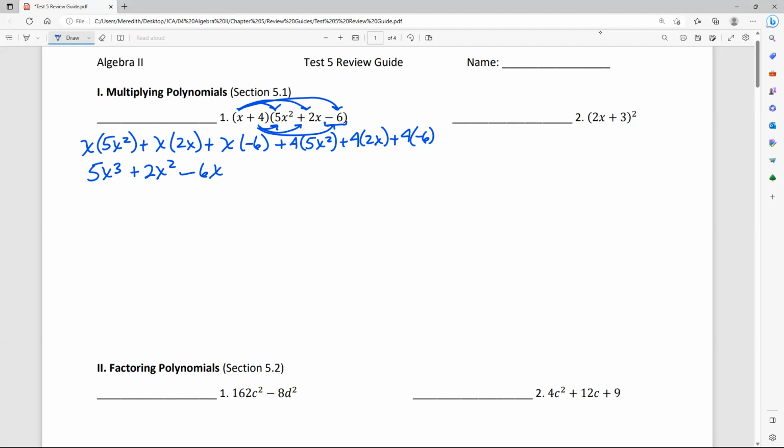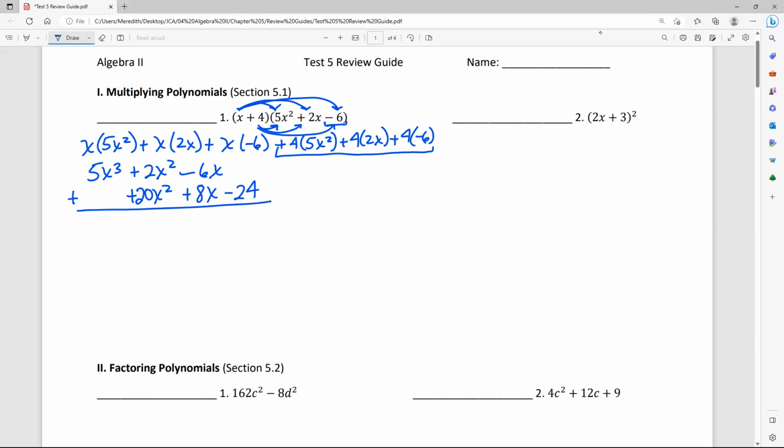All right, and then I know I've got the 4. This is that second term that I distributed. So I know I'm going to end up with an x squared term, and I'm adding it, so I'm going to put it under my 2x squared. So this is 4 times 5 is 20x squared. 4 times 2x is plus 8x. And then 4 times negative 6 is negative 24. So in this case, I'm going to do it vertically.